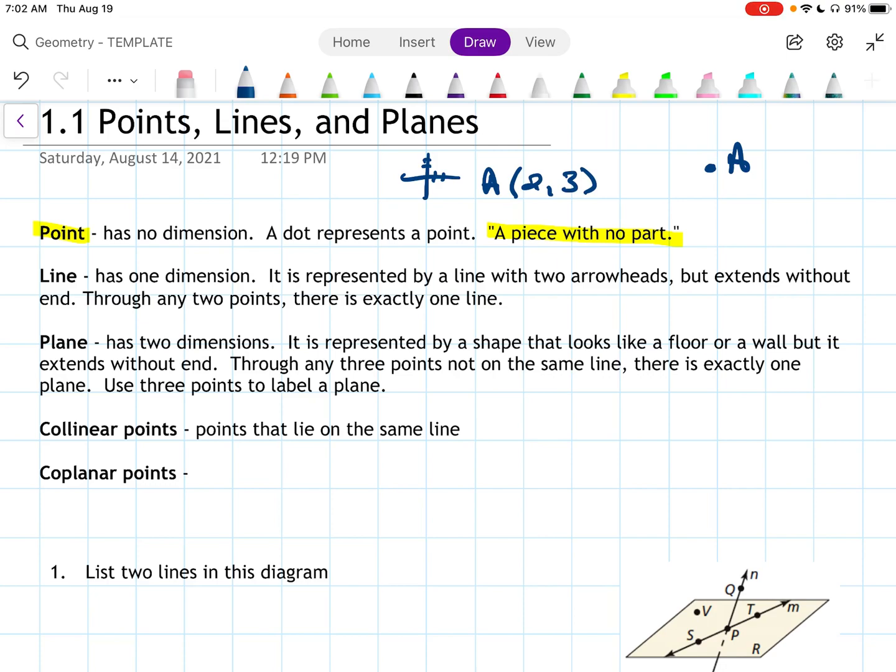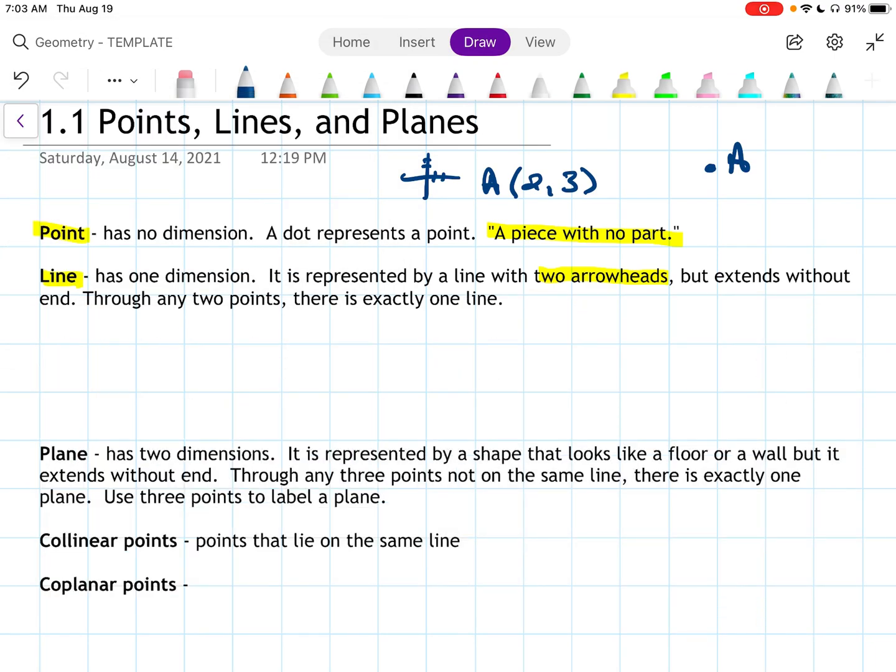Next up, we have a line. A line has one dimension. It is represented by a line with two arrowheads, and that two arrowheads is important, but it extends without end. Through any 2 points, there is one line. Let me see if I can put some space there. Yeah. So if we have a point here and a point here, this is A, this is B, then we could put our ruler or the side of a book or something, and we could draw a straight line through both of those, right?